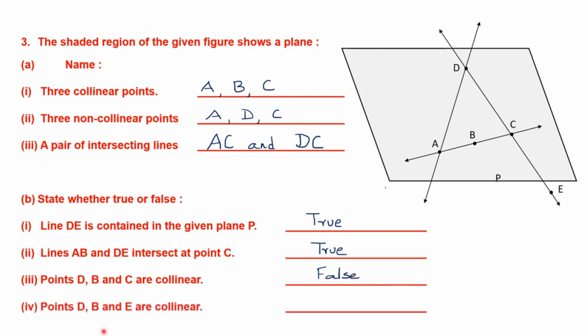Next one, points D, B and E are collinear. So let's look for the points D, B and E. Are they collinear? Are they lying on the same straight line? No, they are not on the same straight line. So this statement is also false.